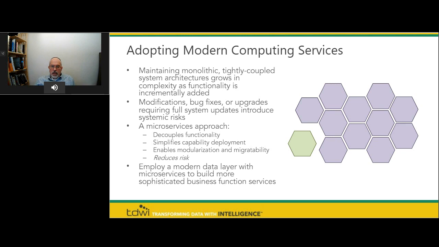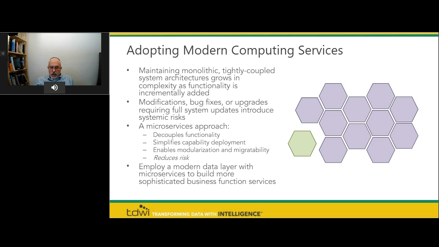The problem is that maintaining that monolithic, tightly coupled system increases a level of complexity when you keep incrementally adding functionality. So each time you add a new feature or you make a modification because of some change in the business environment, or you fix a bug, or you do an upgrade, whenever you do that, it requires a full system update, and that creates risks. And one of the things that financial institutions try to avoid are systemic risks like this.